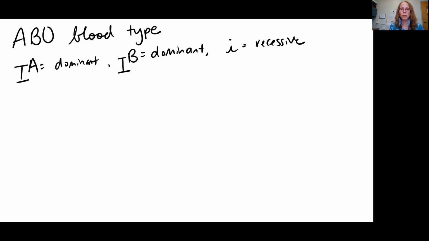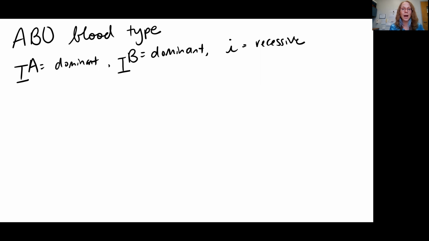So an example in humans is the ABO blood type, where we're going to use the letter I to represent our blood type, and then hang off that with the superscript our different types of dominant alleles. So we're going to have our IA allele, which is dominant, and our IB allele, which is also dominant, and then we will have a recessive lowercase i allele.